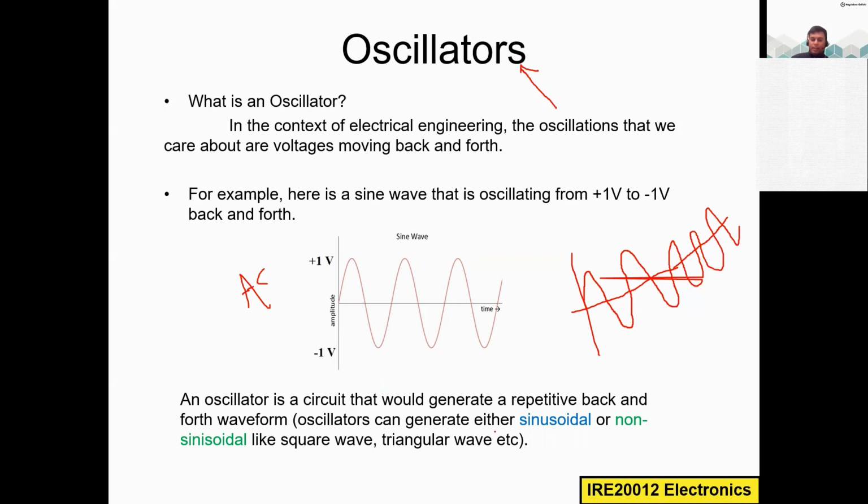Oscillators can generate either sinusoidal waves, this is the sinusoidal wave, or non-sinusoidal waves. Non-sinusoidal means any waveform which is not in this shape. For example, it can be a square wave, or it can be a triangular wave, and so on. So an oscillator is a circuit that would generate a repetitive back and forth waveform. It can be either sinusoidal or non-sinusoidal.